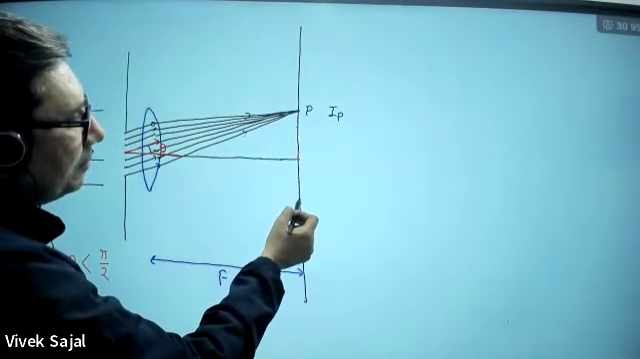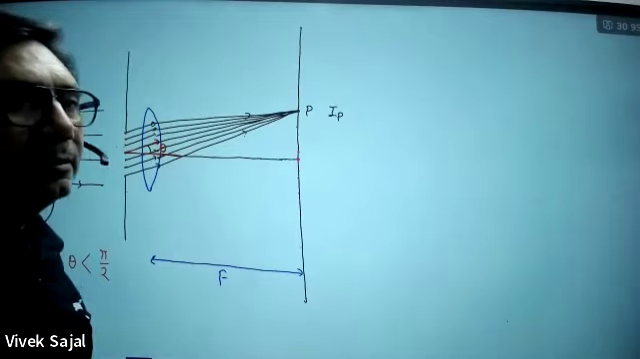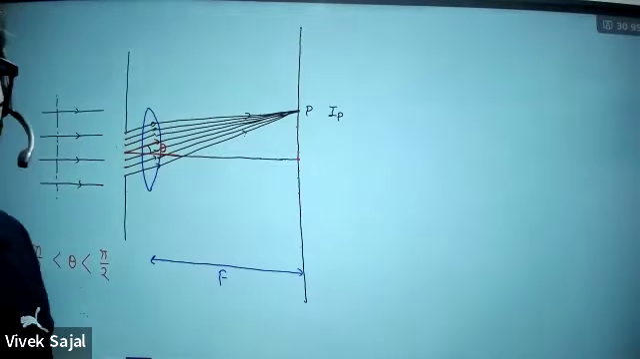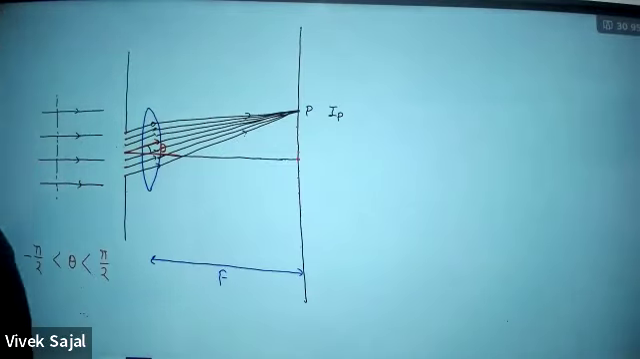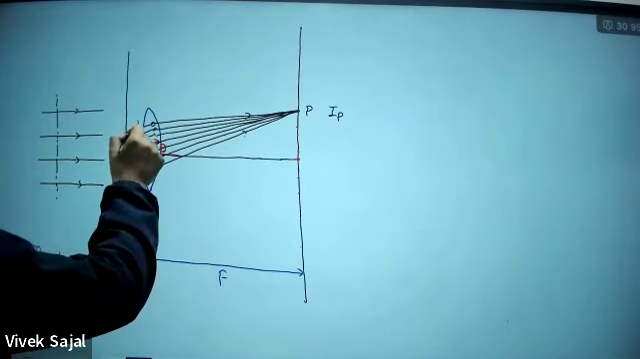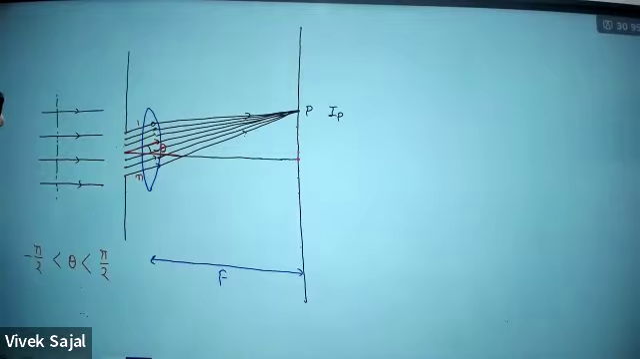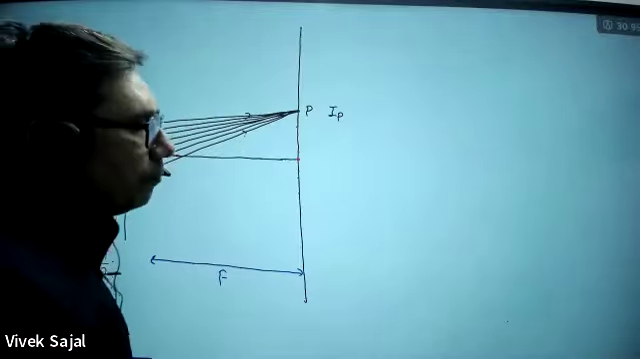So now my objective is to find out this IP. Now tell me what will be the path difference between this ray 1 and this last ray. I'm saying this is the nth ray. I'm saying this single slit is made up of n number of point sources.